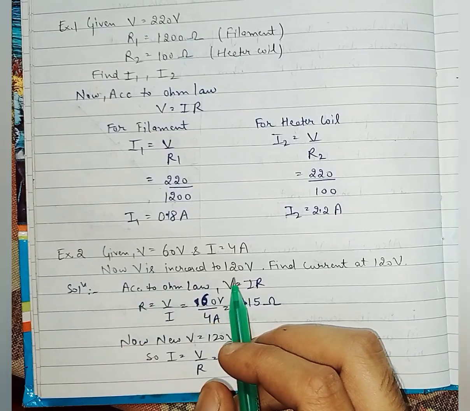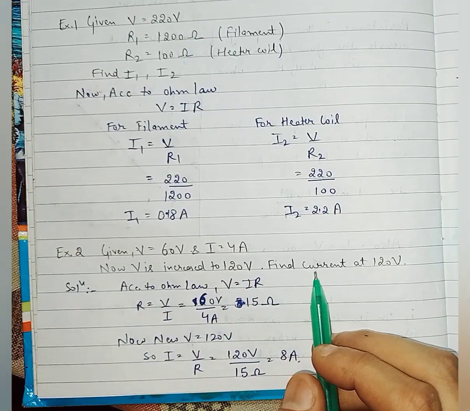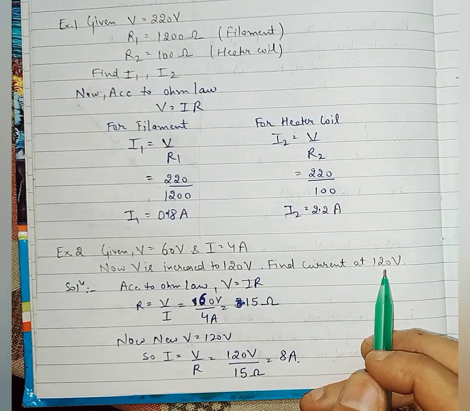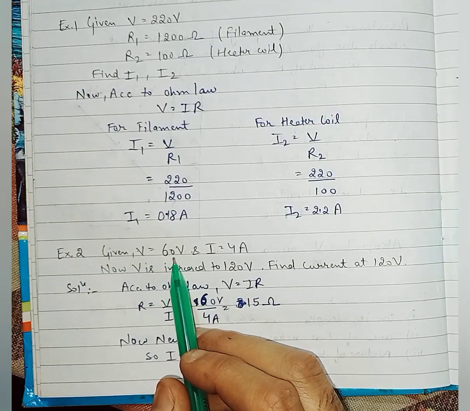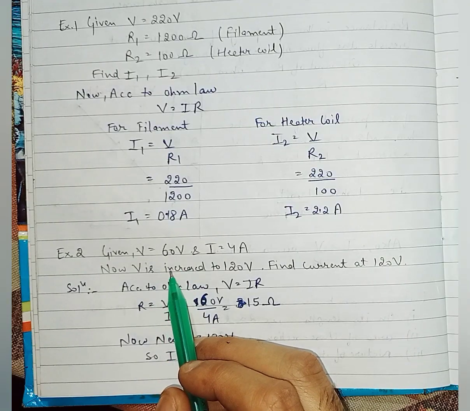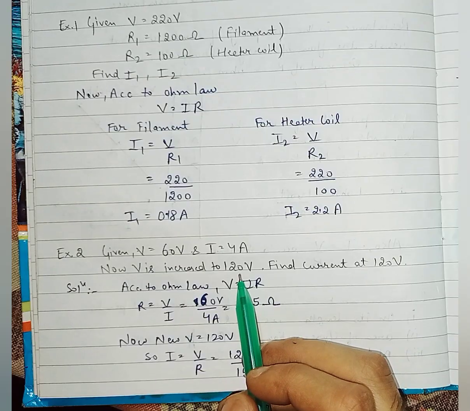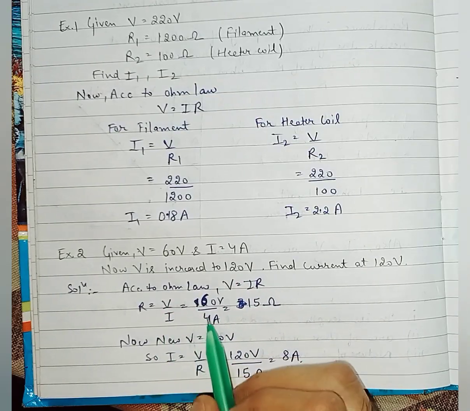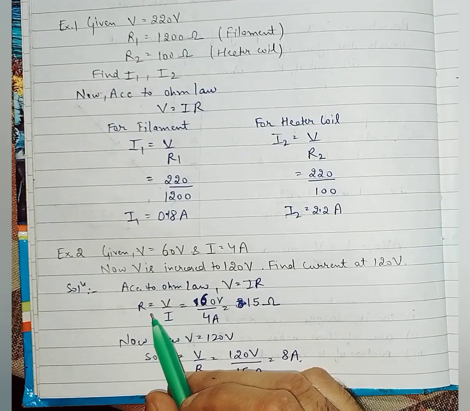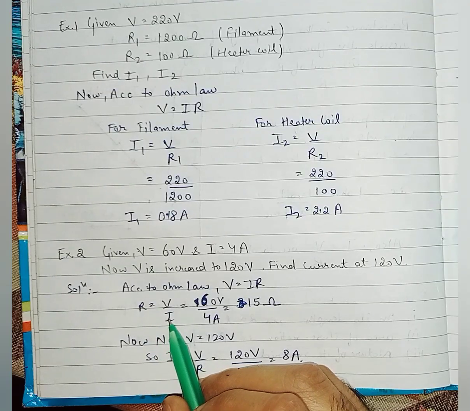Now V is increased to 120 volt, then find the current at 120 volt. First we were given the potential difference equal to 60 volt, and now after increasing it to 120 volt we have to find the current. According to Ohm's law, V equal to IR, so R is equal to V by I. This is before the increment of the potential difference.